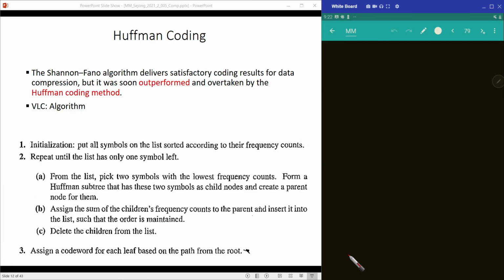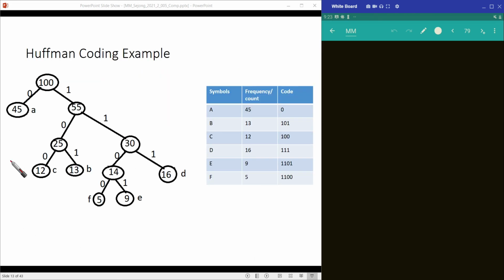Now the Shannon-Fano algorithm is good, but it was soon outperformed and overtaken by Huffman coding. Huffman coding is optimal in a sense compared to the Shannon-Fano algorithm, and this is how it works. But let's go directly to the algorithm execution, then you will understand it.